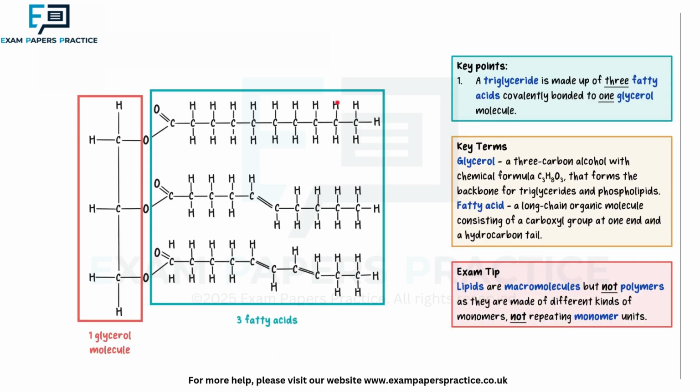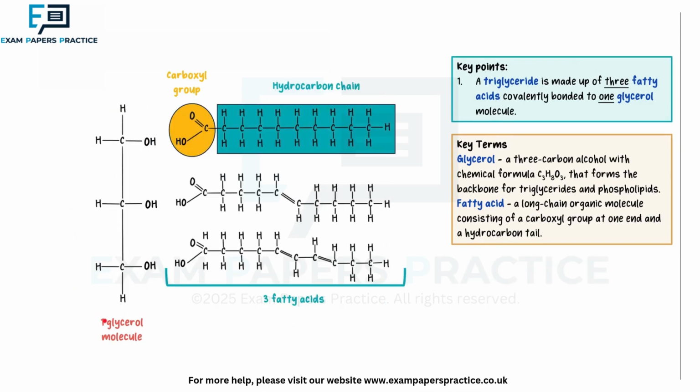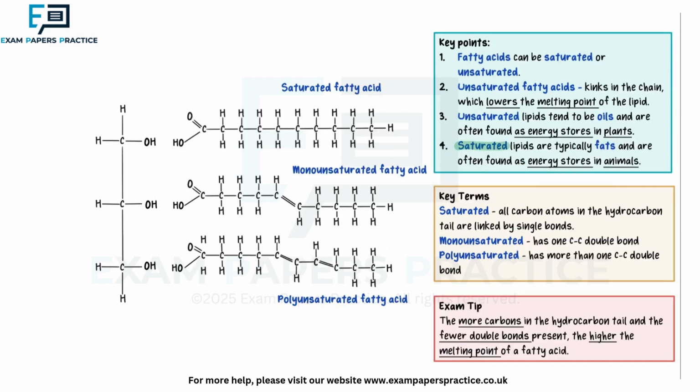Triglycerides are made up of 3 fatty acids attached to a glycerol molecule, as you can see here. This is a glycerol molecule, an alcohol. These are the 3 fatty acid molecules. Each fatty acid molecule is made up of 2 parts, the carboxyl group and a hydrocarbon chain. The hydrocarbon chain can be saturated or unsaturated. When there is one carbon-carbon double bond, they are called monounsaturated. If they have more than one double bond, they are polyunsaturated.